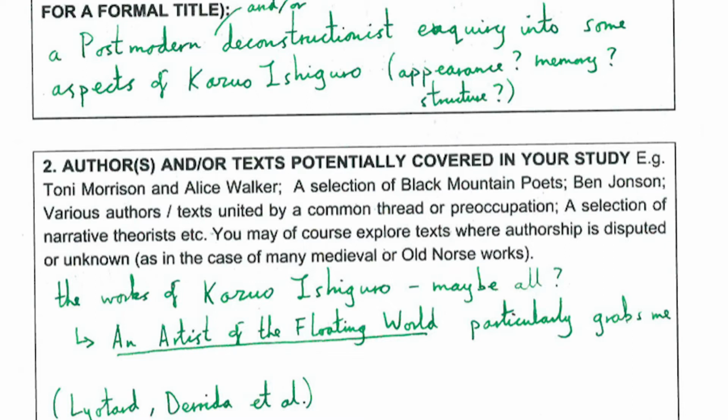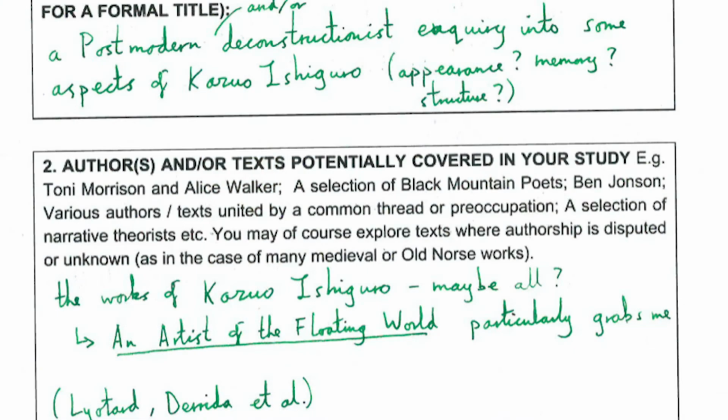For section 1, I was pretty sure that I wanted to write something along those lines, but as you can see I had a few ideas floating around. Would it be about memory, or about appearances, or about the structure of the novels? I filled in each section as if I was writing it for somebody else to read, and that really helped me be clear about my thoughts.